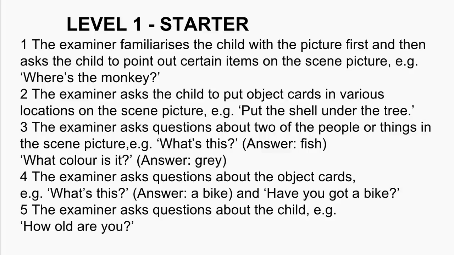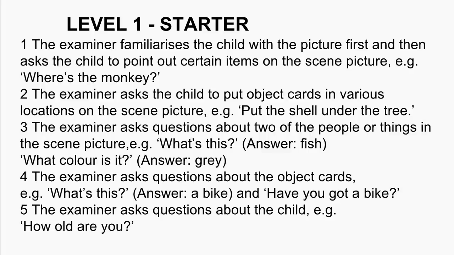The examiner familiarizes the child with the picture first and then asks the child to point out certain items on the scene. Where's the monkey, for example? Number 2, the examiner asks the child to put objects in various locations on the scene. Put the shell under the tree. So using the cutout pictures, placing those on the picture.